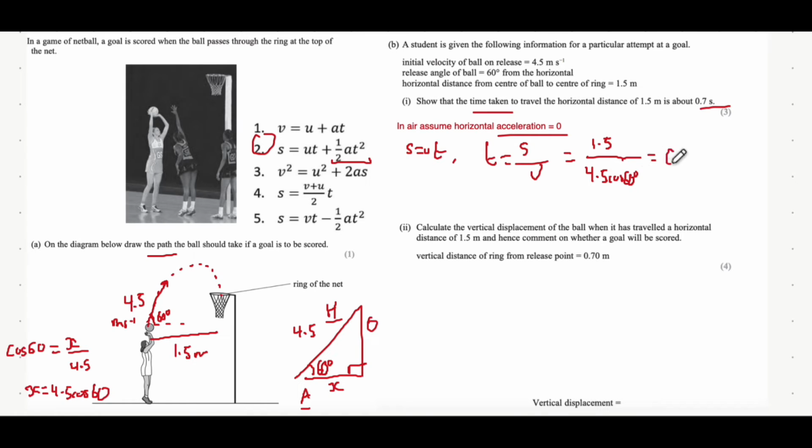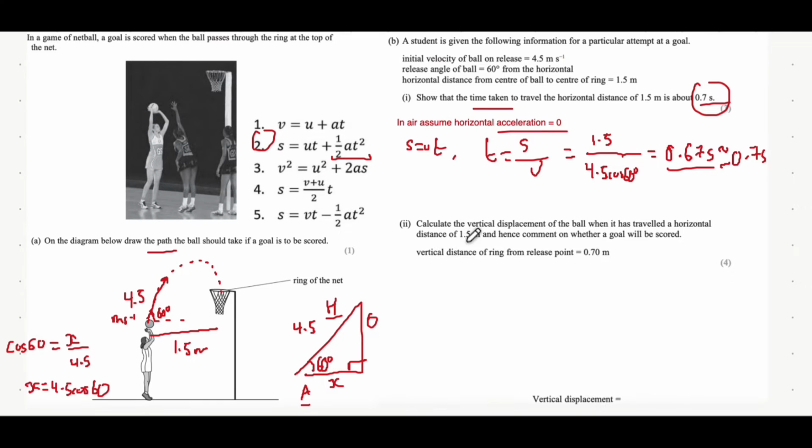Putting that into your calculator, you'll get 0.6 recurring, or 0.67 seconds, which rounds to 0.7 seconds, so that's completely correct. If you do use this at any stage later on, by the way, try not to use 0.7, but use the rounded value that you found. It'll lead to more accuracy in the final answer.